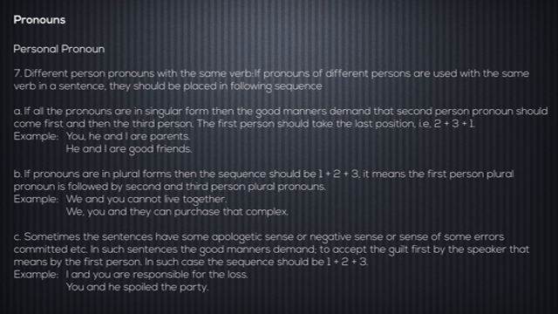C. Sometimes the sentences have some apologetic sense or negative sense or sense of some errors committed. In such sentences, good manners demand that the speaker accept the guilt first, meaning the first person. In such cases, the sequence should be 1, 2, 3. For example, I and you are responsible for the loss. You and he spoiled the party.